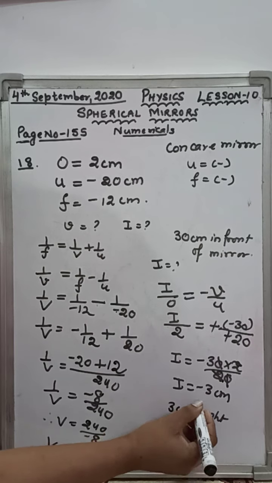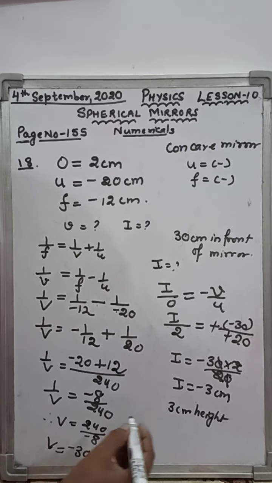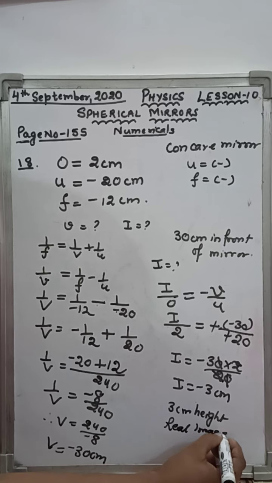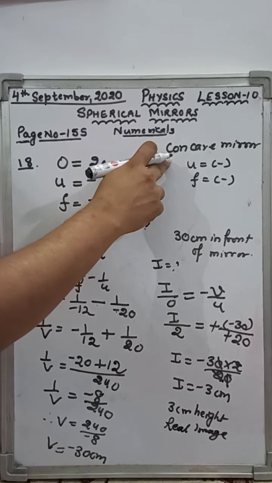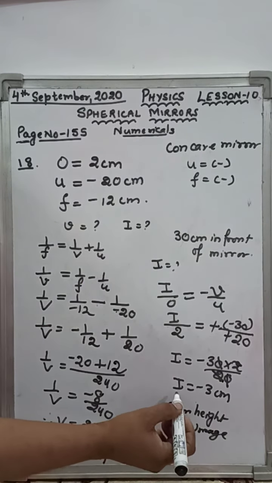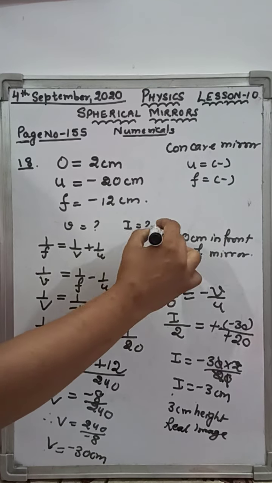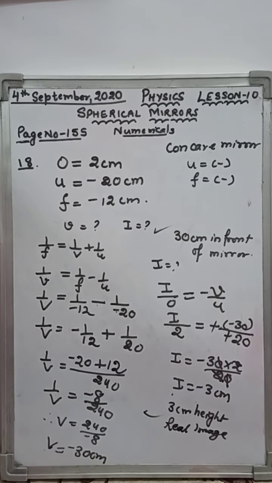Why are I and v coming in negative? Because it is a real image. In case of a concave mirror, if the image is real, then your image height and the image distance will come in negative. Clear? So this is your answer of numerical number 18.